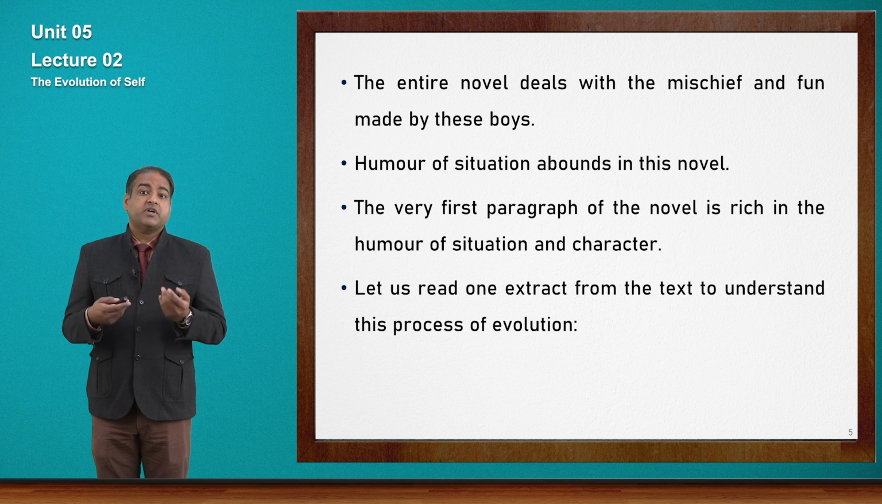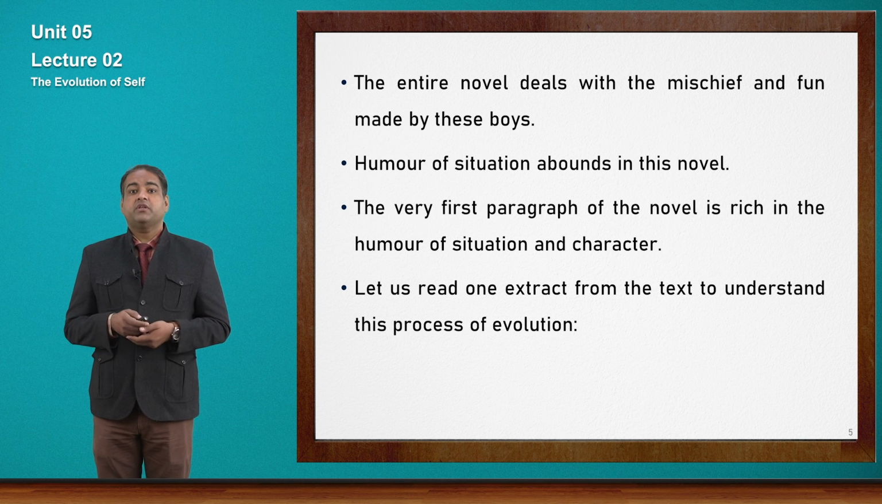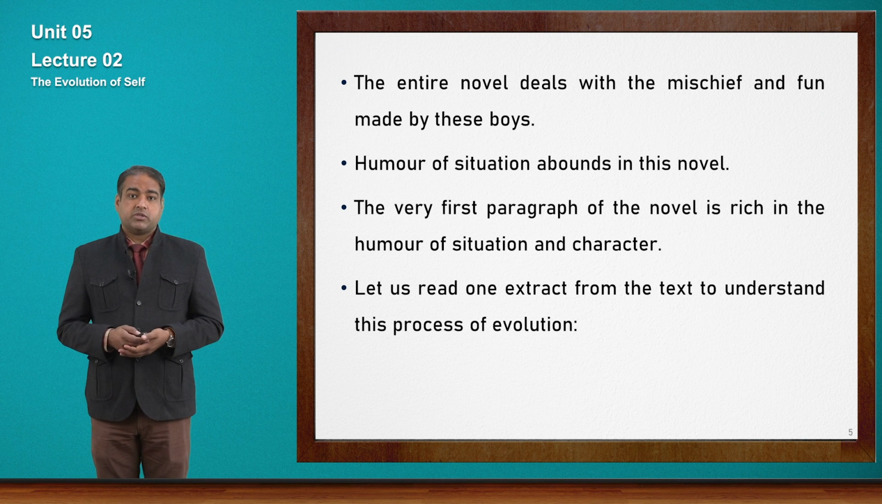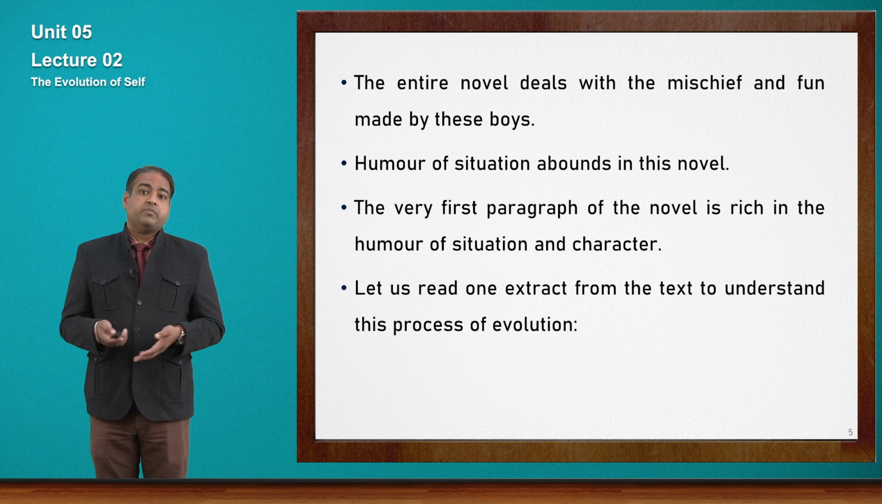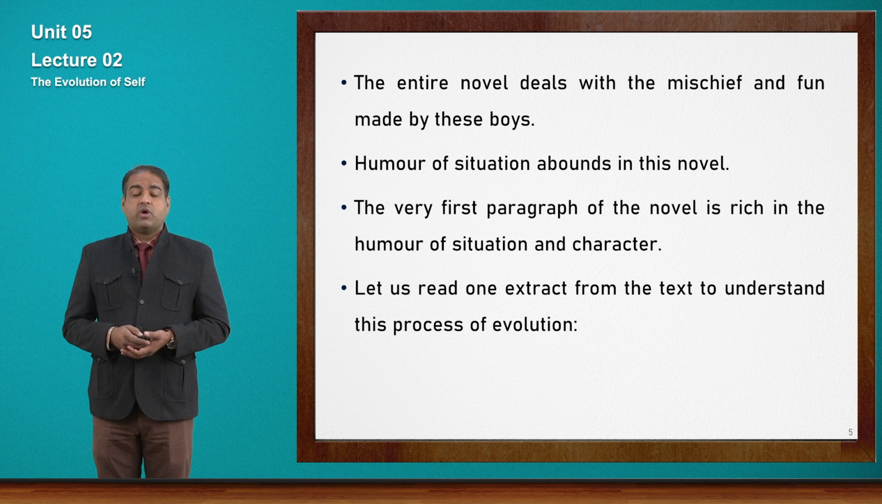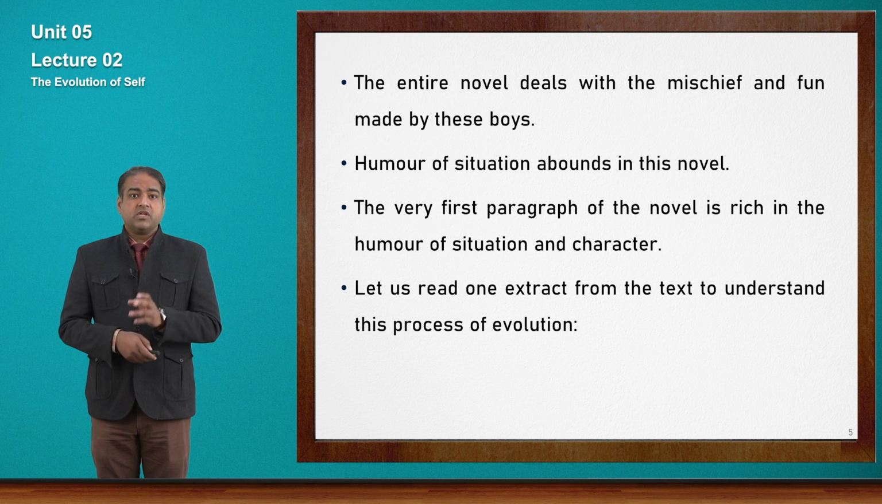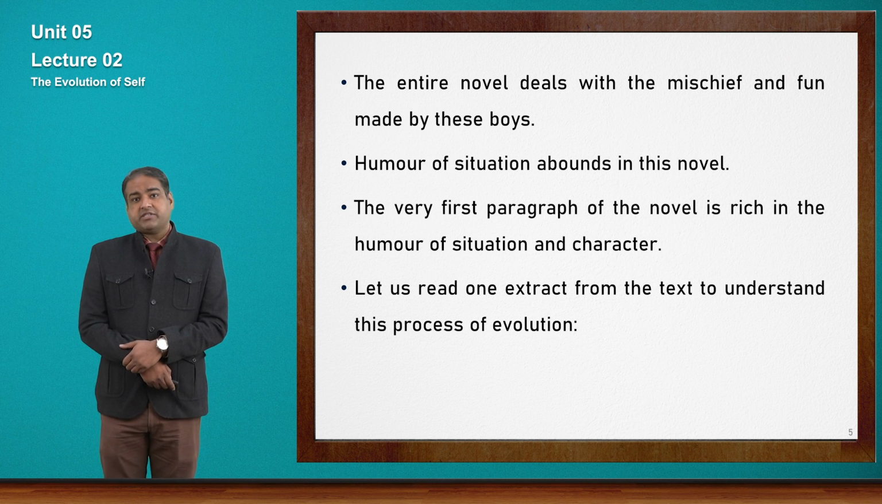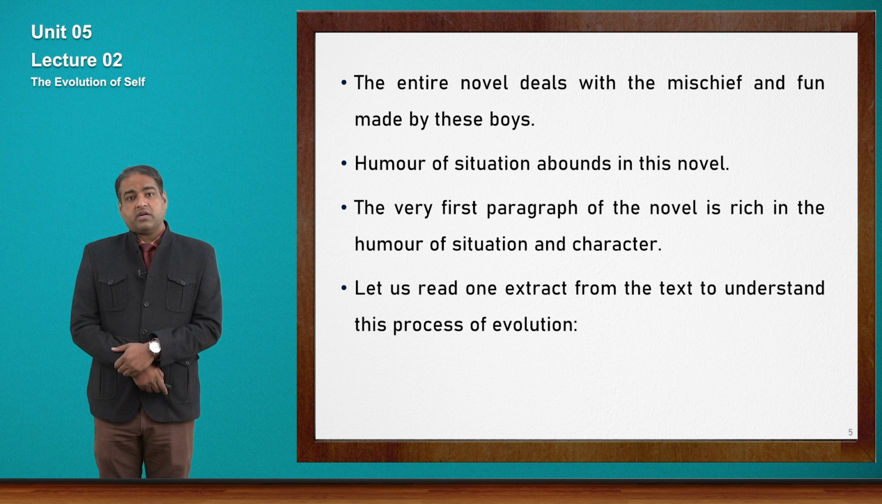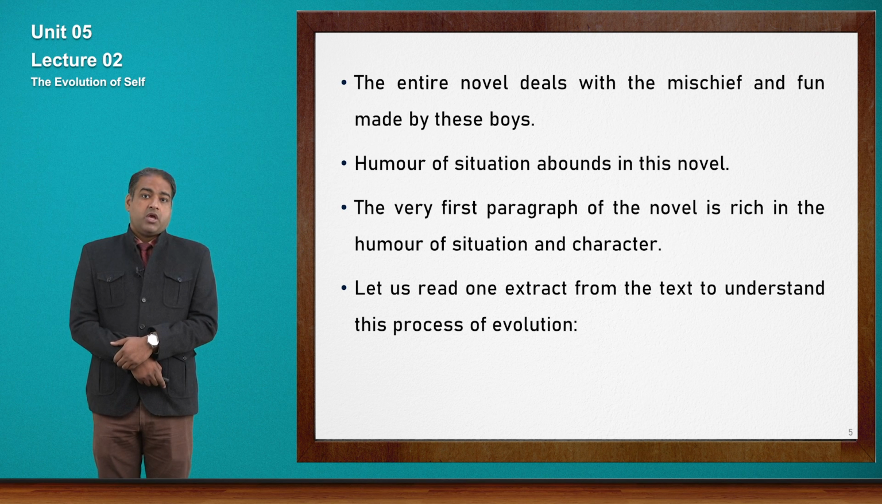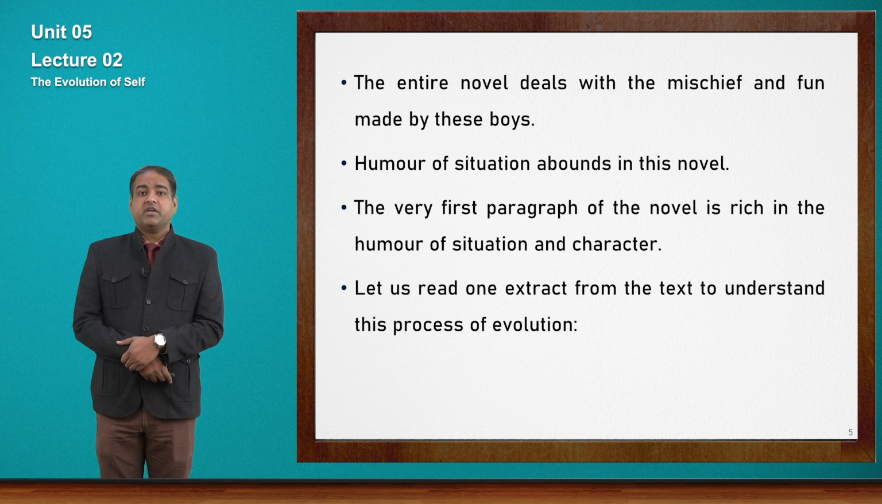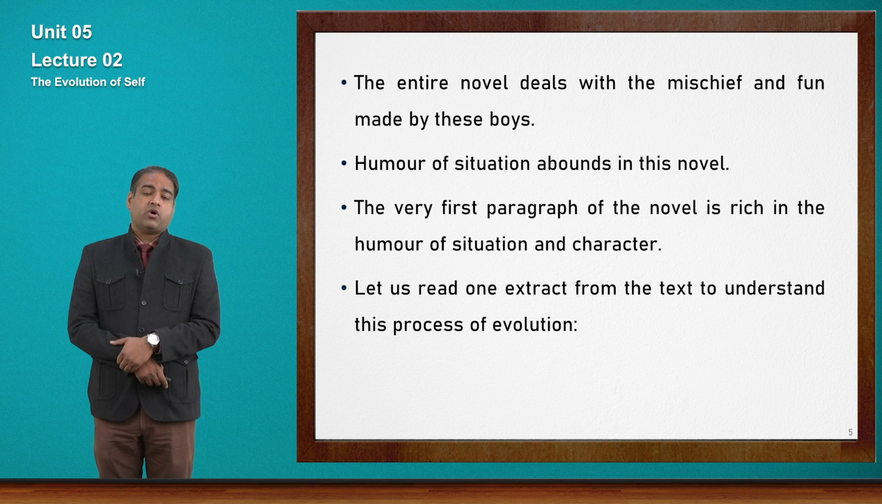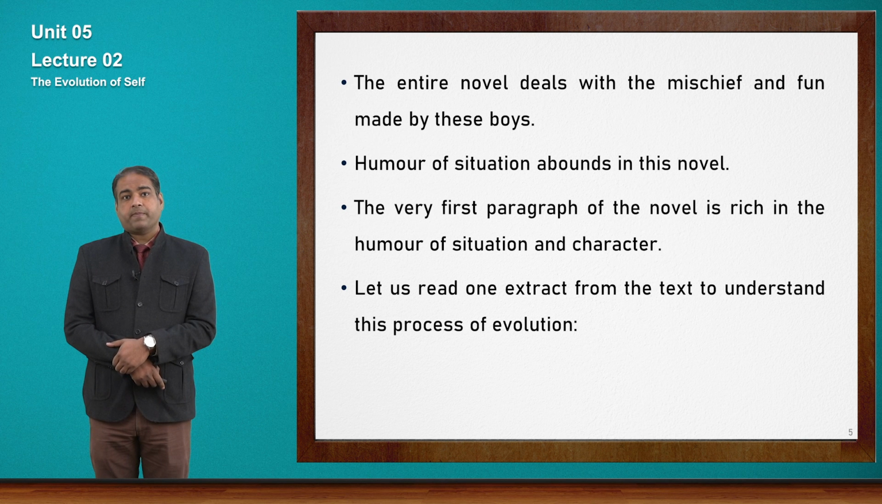Because this is the universal truth that one day you have to leave your innocence, one day you have to mature, one day you have to know how brutal this world is and how perfectly you can survive in this world. Let us read this extract and try to understand how the process of evolution starts and takes place between the lines of the novel Swami and Friends.